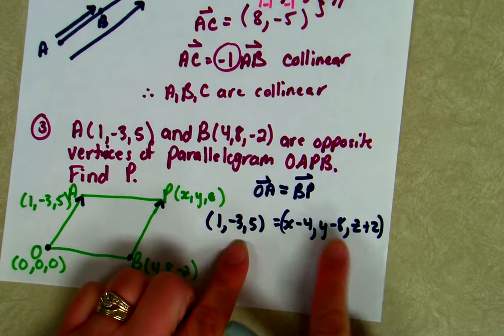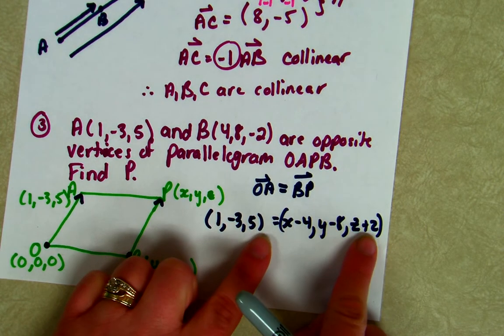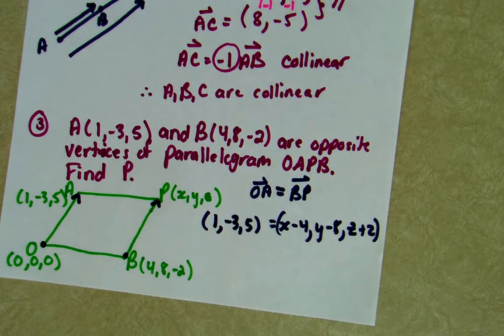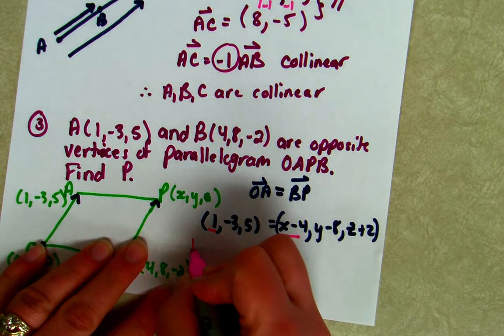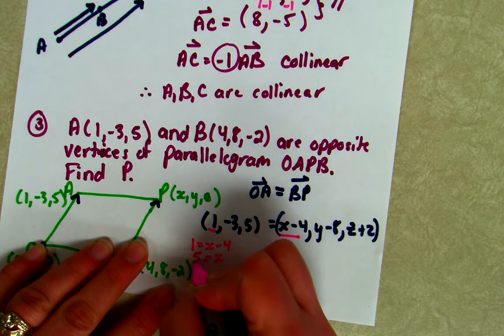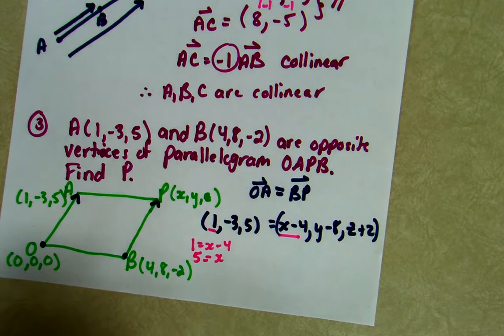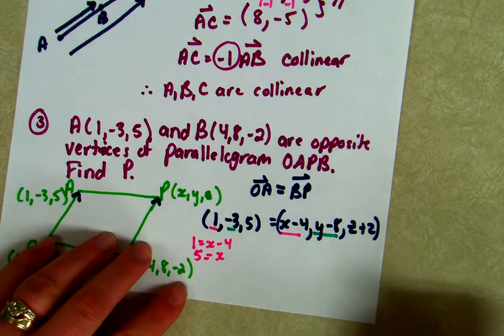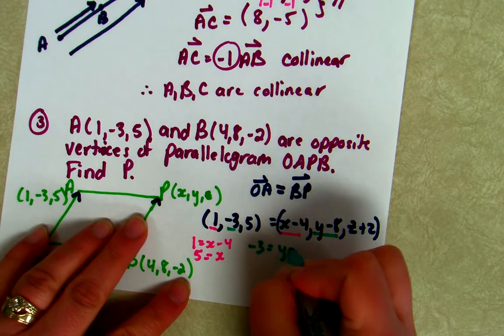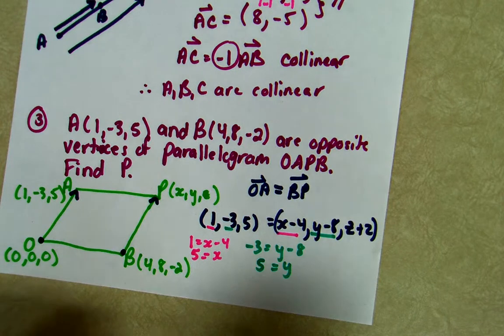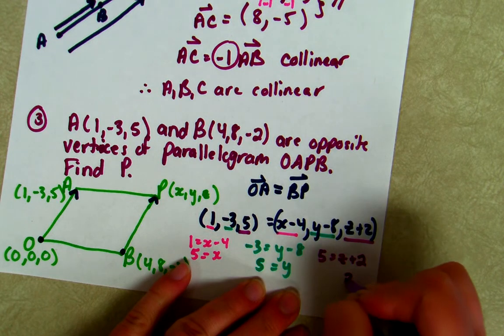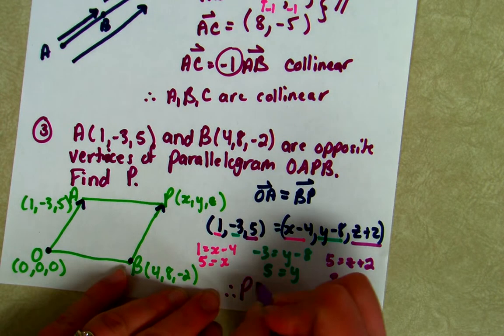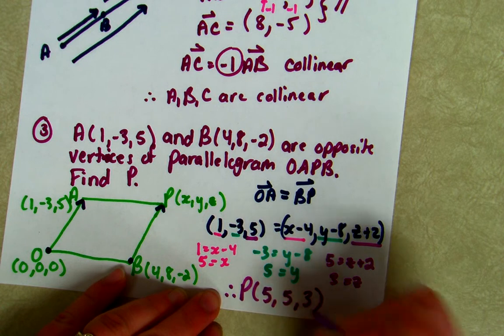For these two to be equal, the x-coordinate, the y-coordinate, and the z-coordinate have to be the same. So I'm really just going to set up 3 little mini equations. 1 has to be the same as x minus 4. Therefore, x has to be 5. My second equation, negative 3 has to equal y minus 8. So y equals 5 as well. And then my final, 5 equals z plus 2. So then z is going to equal 3. So therefore, the coordinates of P are 5, 5, and 3.